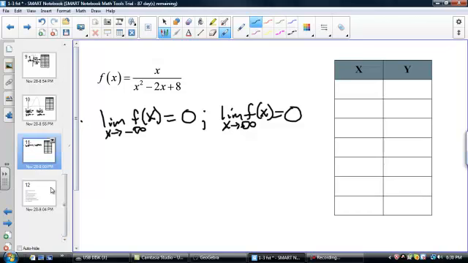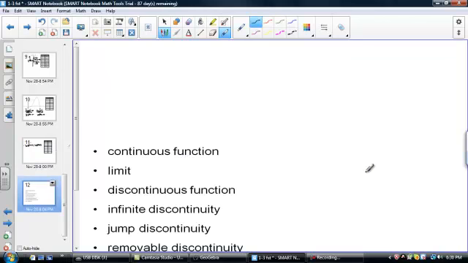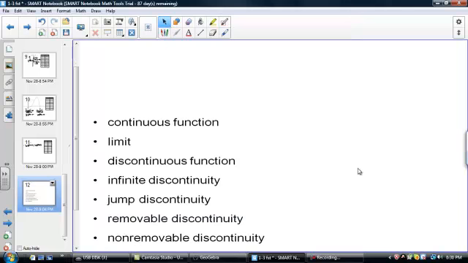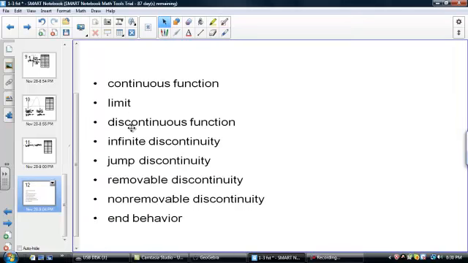The last thing we're going to talk about today are these vocabulary words. The vocabulary words: continuous function, limit, discontinuous function, infinite discontinuity, jump discontinuity, removable discontinuity, non-removable discontinuity, and end behavior.